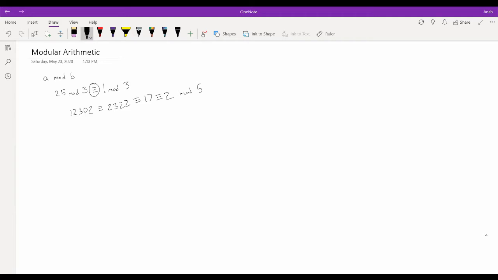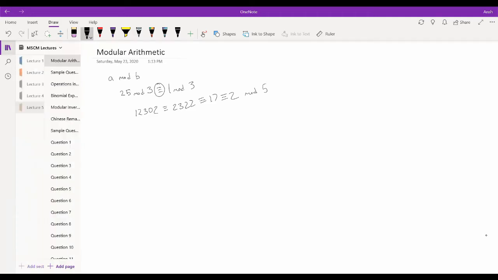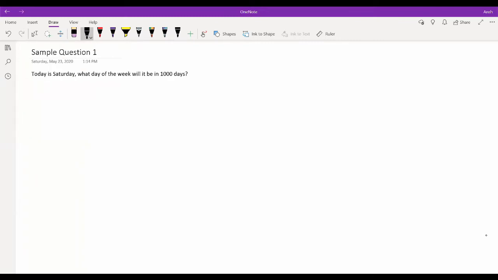Let's go into a sample question. Given that today is Saturday, what day of the week will it be in 1,000 days? The key part to solve this problem is to note that the days of the week cycle in 7, and we don't exactly care how many weeks have passed, just how many excess days. In other words, we want the remainder.